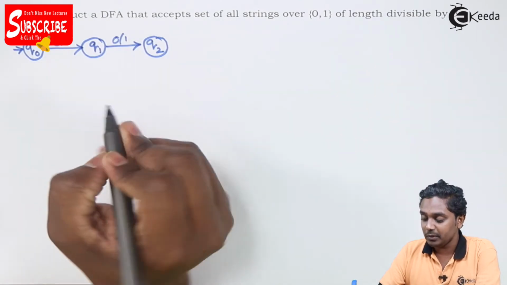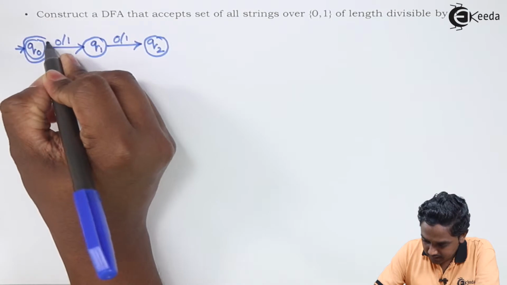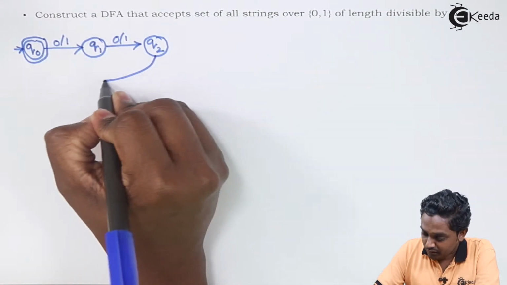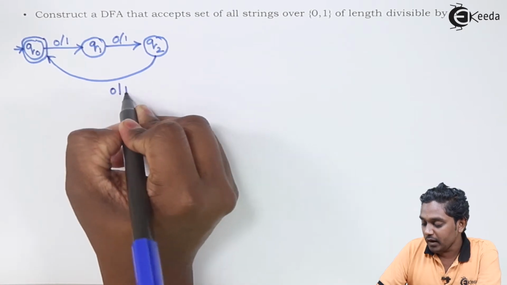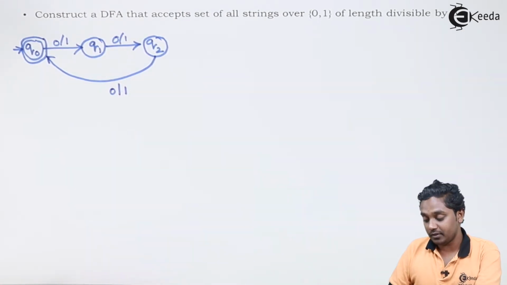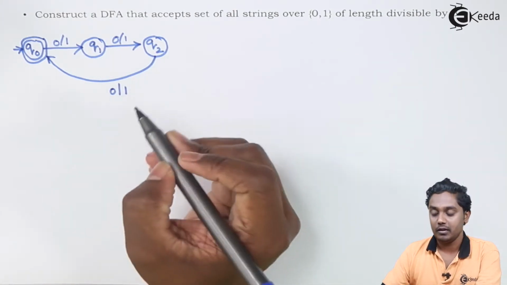Similarly, 0 was a multiple of 3. So if 0 was considered to be a multiple of 3, this has to be a final state. And on the next input alphabet, 0 or a 1, it should come back here. Now you see, this will accept all input strings having a length of 3. Let's say the input string given is 0, 0, 0.